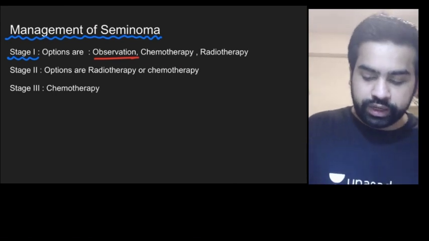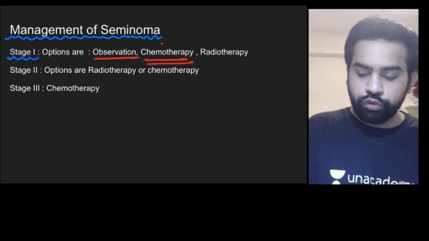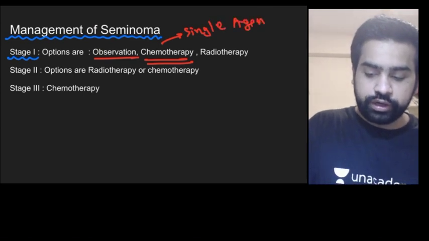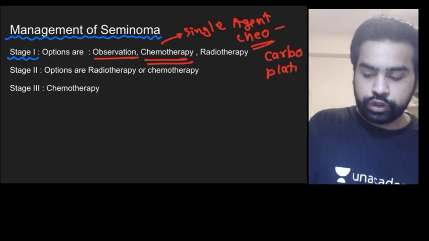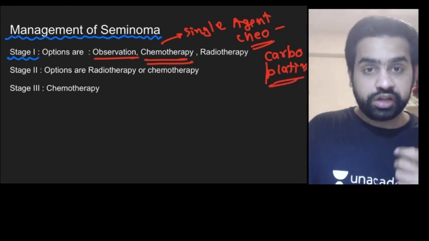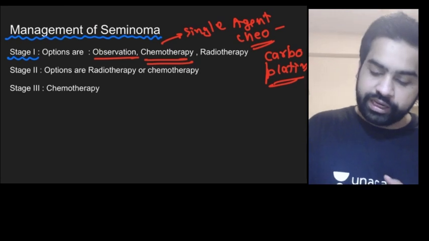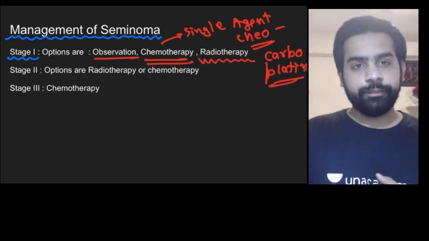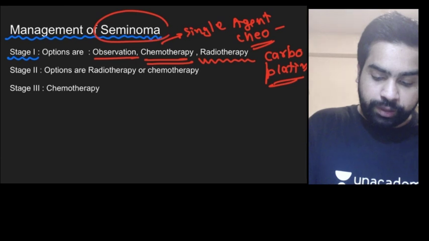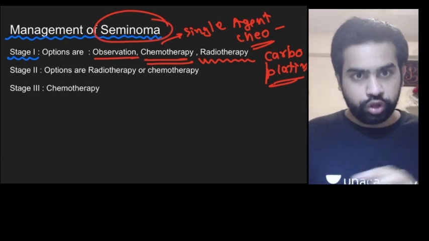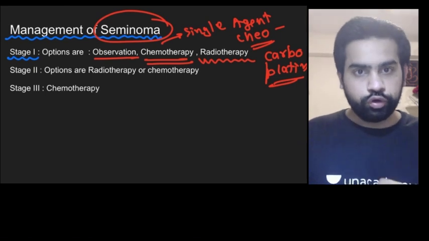Or you can go for a chemotherapy. But please understand, here you go for a single agent chemotherapy. What is the single agent chemotherapy? It is called carboplatin. Carboplatin is the drug which you use here. You do not give a lot of chemotherapy, and ultimately, yes, you might have to go for a radiotherapy. Please understand, we are talking about the seminoma first. So if there is a stage 1 tumor, you will go for an observation, or a chemotherapy, or a radiotherapy.